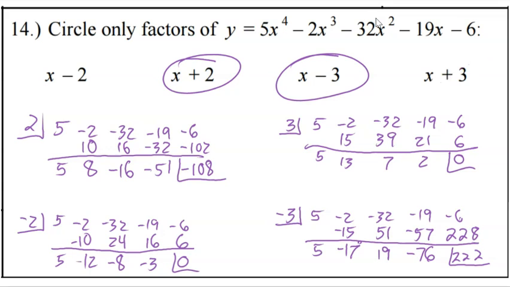And therefore, our only two factors of these four numbers, the only ones that are factors of this polynomial, are x plus 2 and x minus 3, and we are done.